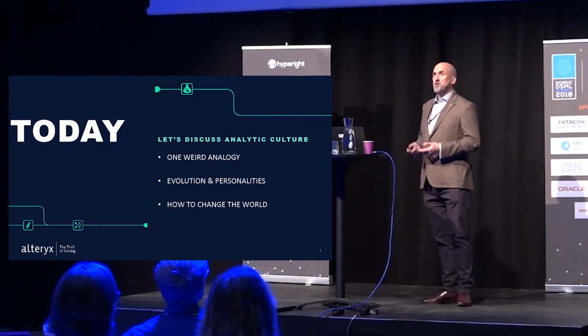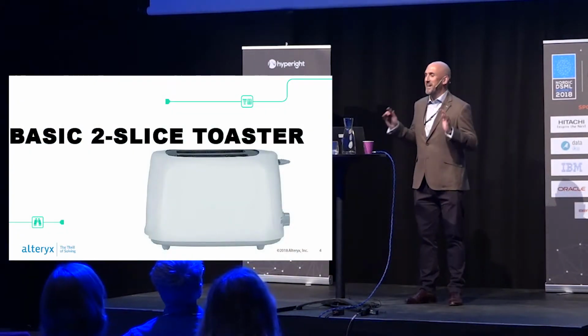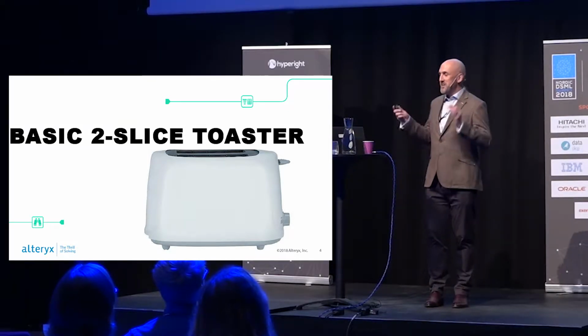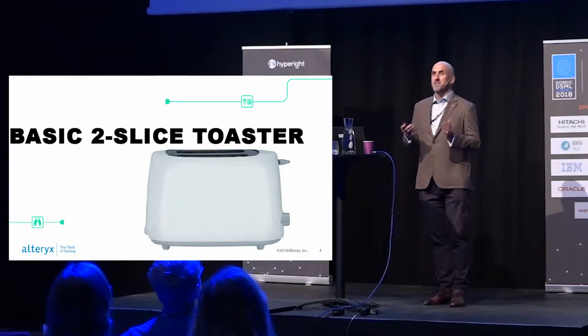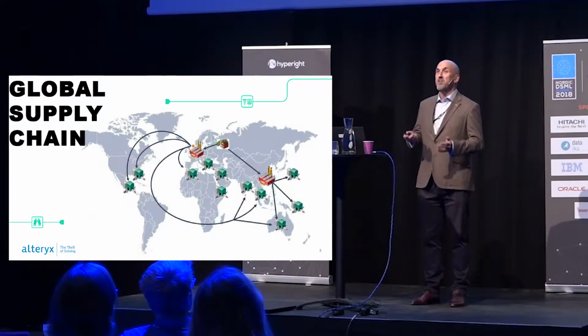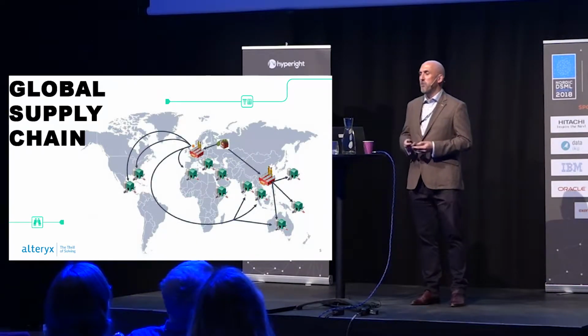So we'll start off with the weird analogy, the basic two-slice toaster, that design classic. Now, they just don't make them like this anymore. €5.99. But this miracle, this apex predator of student cuisine is actually so much more in terms of evolution. Let's talk about where the two-slice toaster came from.